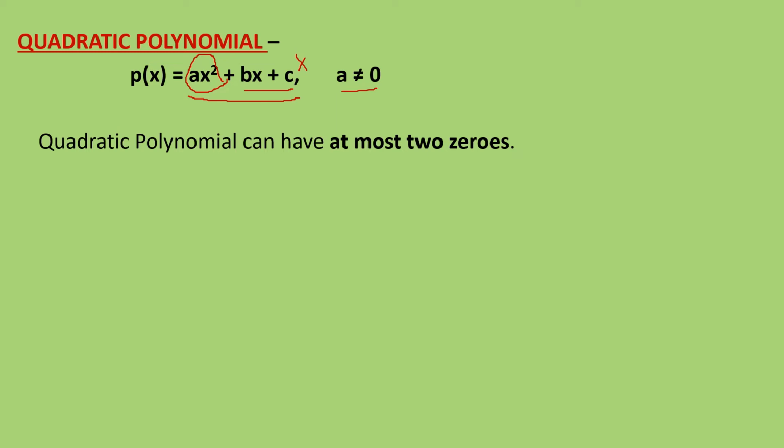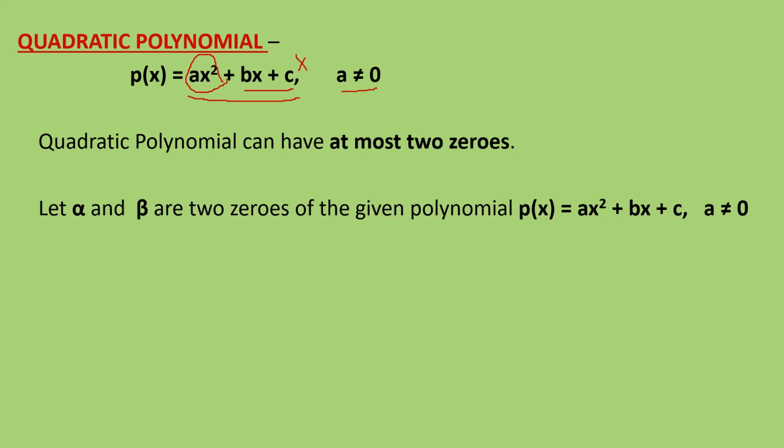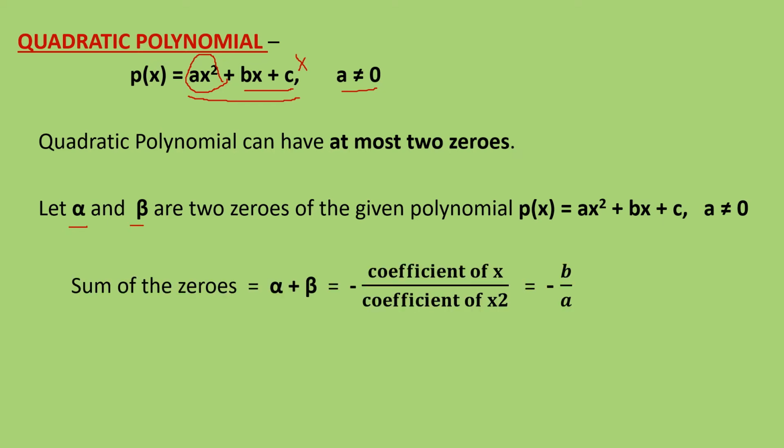Okay, the maximum number of zeros for a quadratic polynomial is 2. Now let's suppose alpha and beta are the 2 zeros of the quadratic polynomial. So first we will find out the relationship of sum of the zeros. The sum of the zeros is alpha plus beta, and the alpha plus beta is equals to minus coefficient of x divided by coefficient of x square.